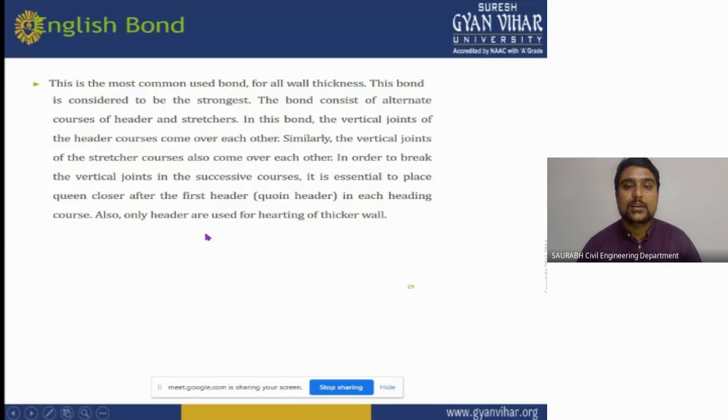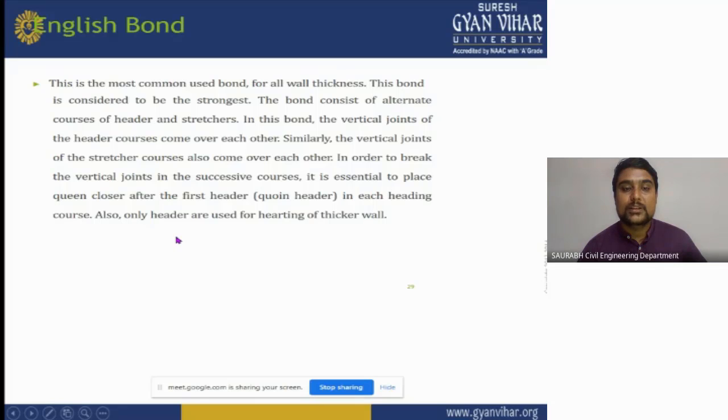Now we will see the English bond. This is the most commonly used bond for wall thickness. This bond is considered to be the strongest. The bond consists of alternate courses of header and stretcher. In this bond, the vertical joints of header courses come over each other. Similarly, the vertical joints of stretcher courses also come over each other.